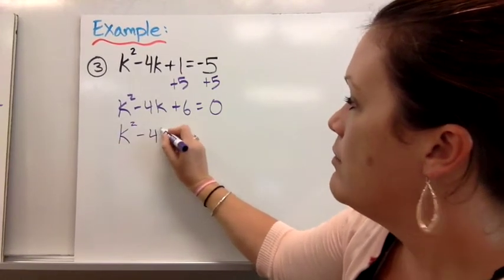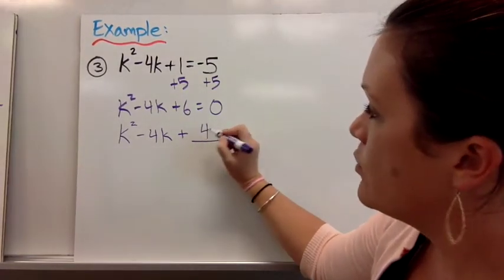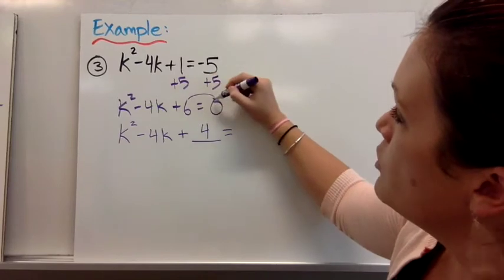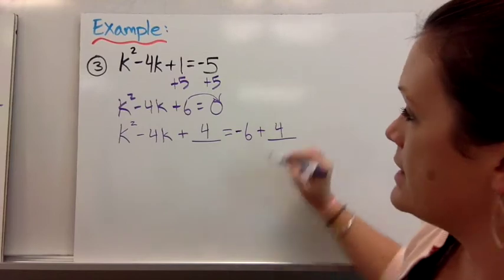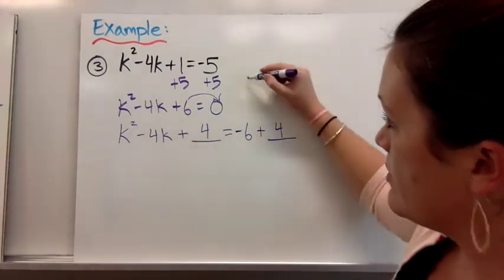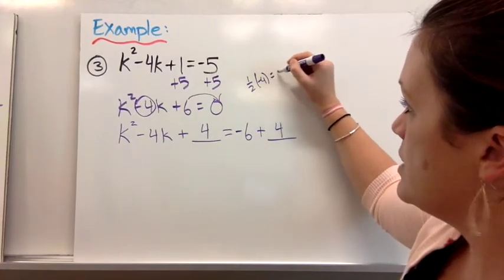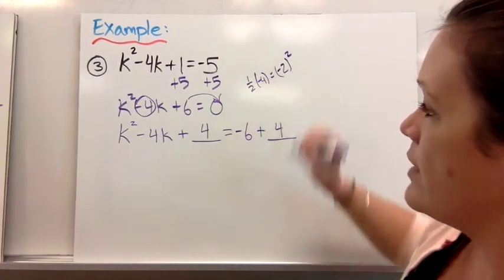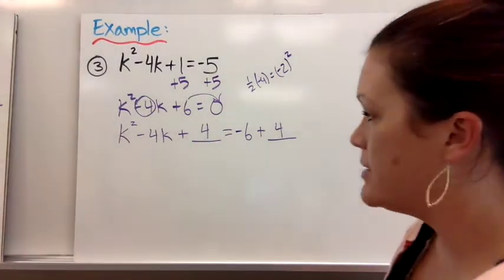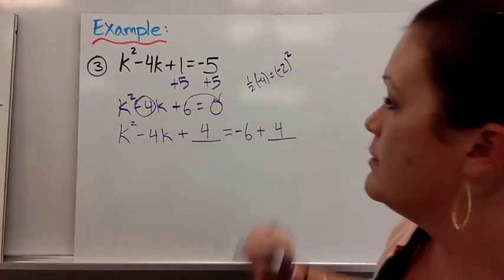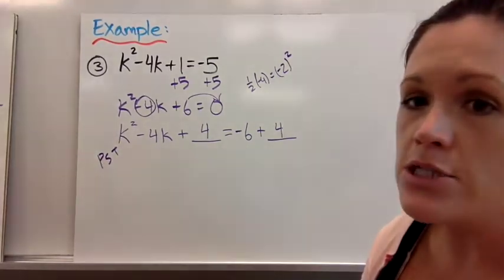K squared minus 4k plus, we know that's got to be a 4 because we've already thought that out. Move 6 to the other side, so -6, and we also have to add 4 to that side. So the way I got the 4, remember, is half of b, which was -4, which gives me -2, and then you square that number. So it should always be positive. That's why we add a plus blank. It's always positive because you've squared whatever it is. So now we have a perfect square trinomial. We made it into one.